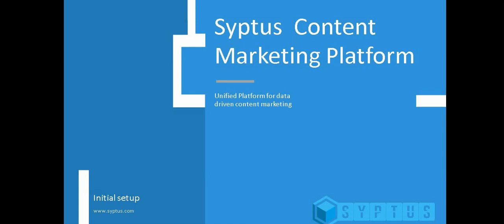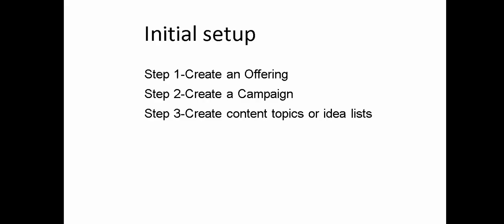In this video, we will look at some basic configuration steps that are required before you can start creating and managing content with Syptus. All right, let's get started. The initial setup comprises 3 mandatory steps. Step 1, create an offering. Step 2, create a campaign. Step 3, create content topics or idea lists. Let's go through each one of these one by one.